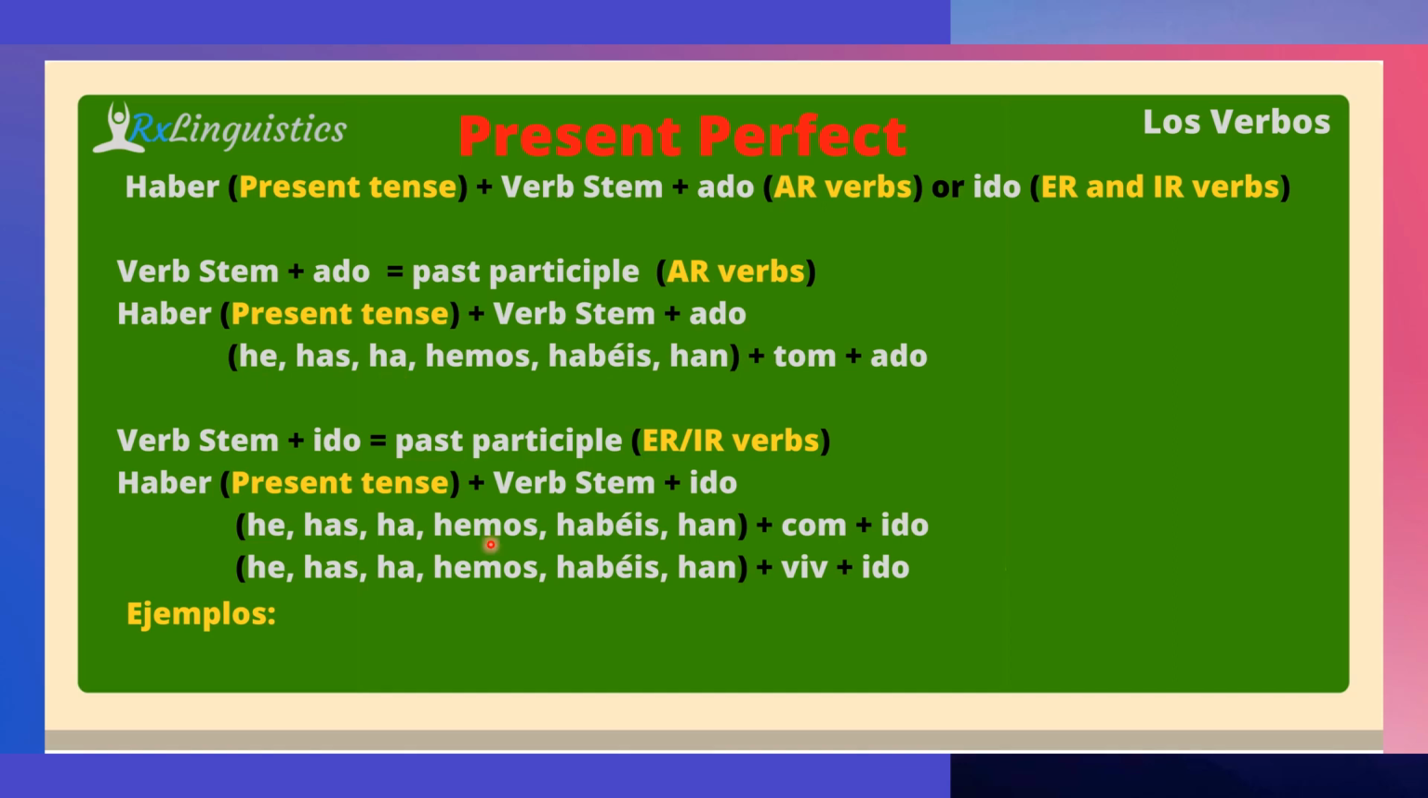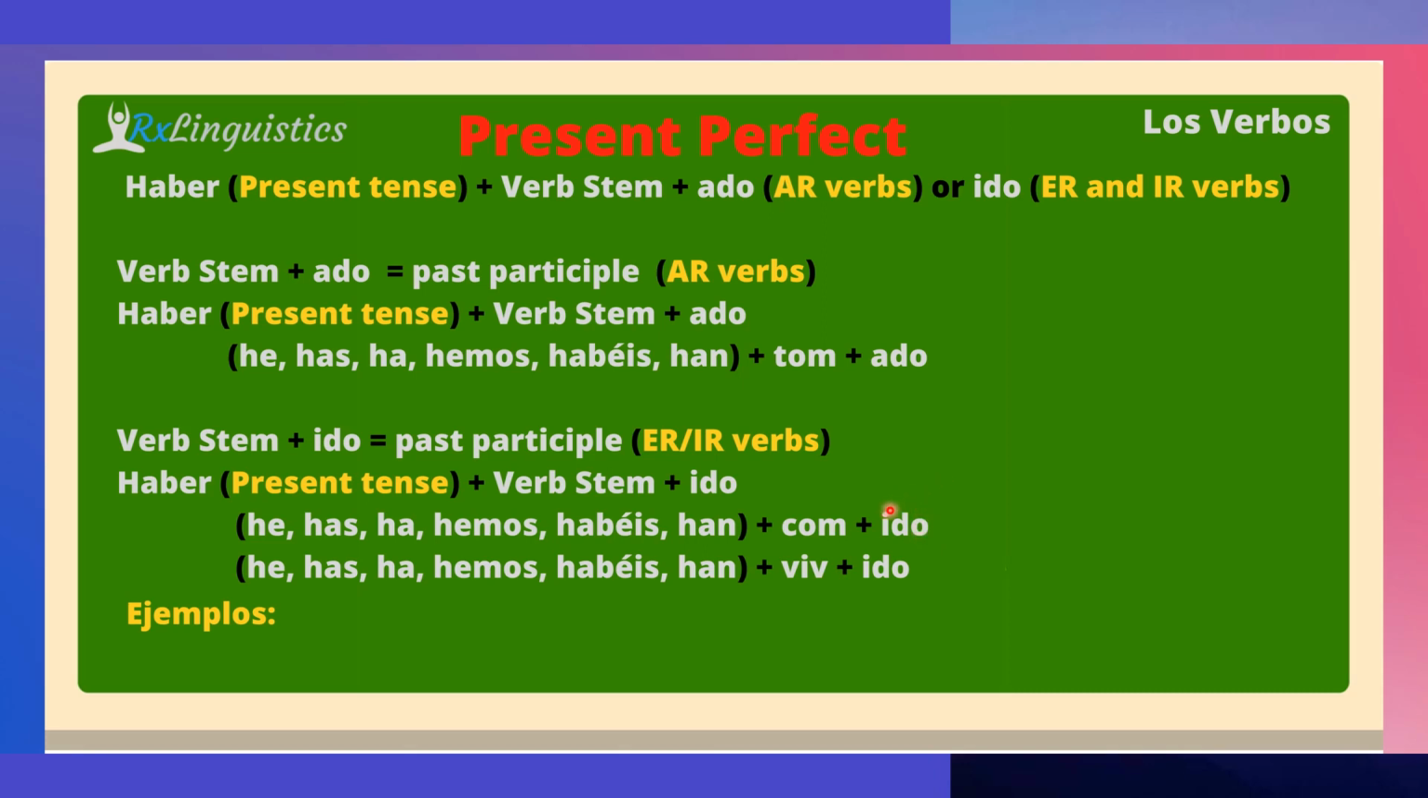You add the root of the verb, and this is the root of the verb, tom. Tom is the root of the verb. Then you add the appropriate ending: for ER verbs and IR verbs it will be ido, and for AR verbs it will be ado. And when you see ado, you know it's a past participle. And when you see ando, as we saw before, it is a present participle. When you see ido, you know it's the past participle of verbs ending in ER or IR. And when you see iendo, you know it's the present participle.